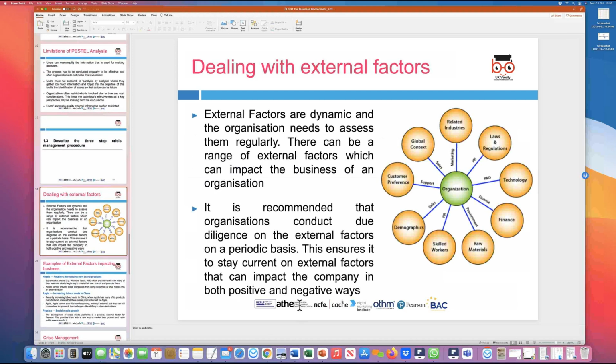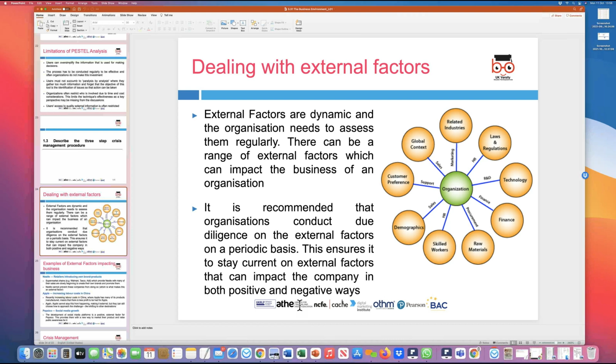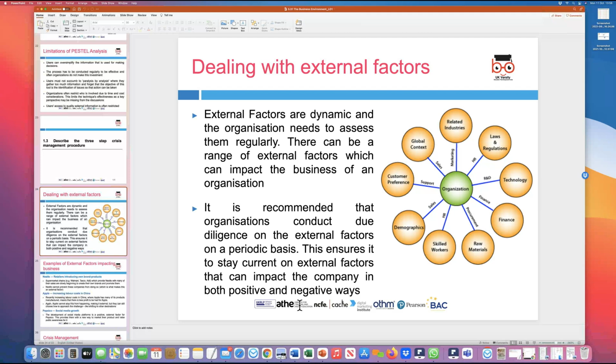Okay. Now, in the third assessment criteria, we're looking at understanding the three-step crisis management procedure. When we talk about this three-step management procedure, what we are basically looking at is that lots of different factors can affect decision making within the organization. What we need to be able to do is, when a crisis does happen, when problems arise, how does management, or what does the organization, do in order to be able to solve these problems?